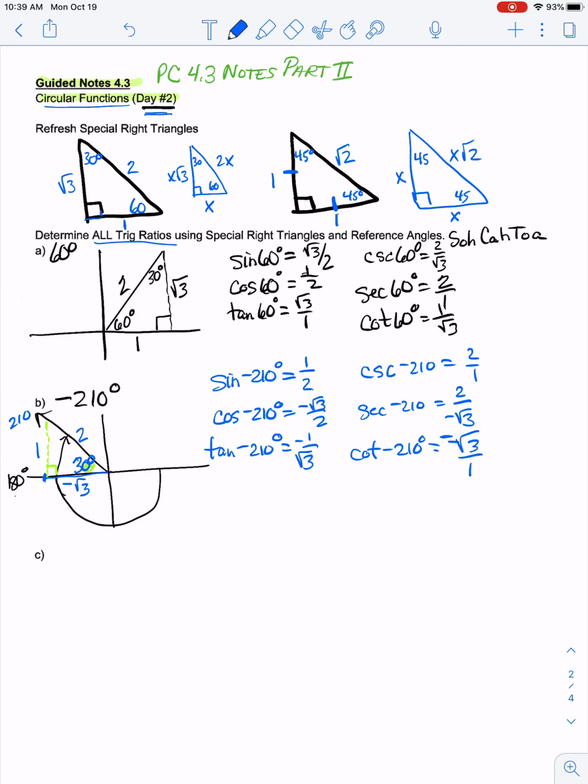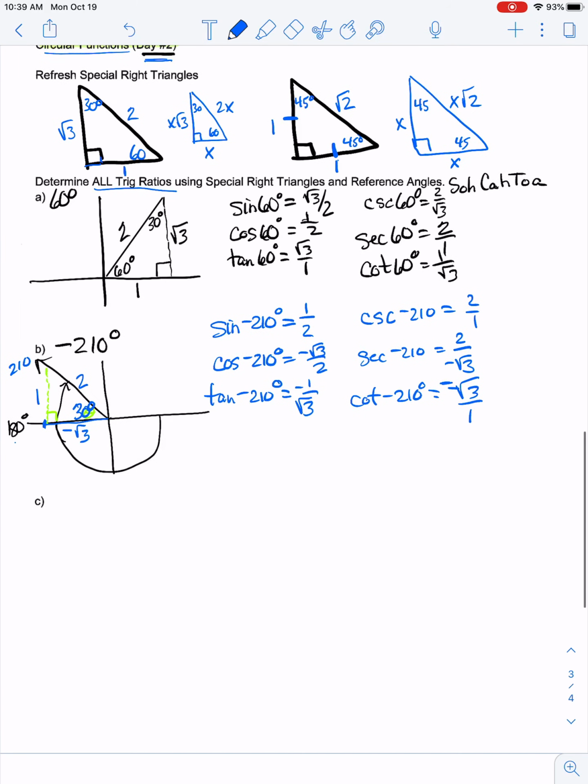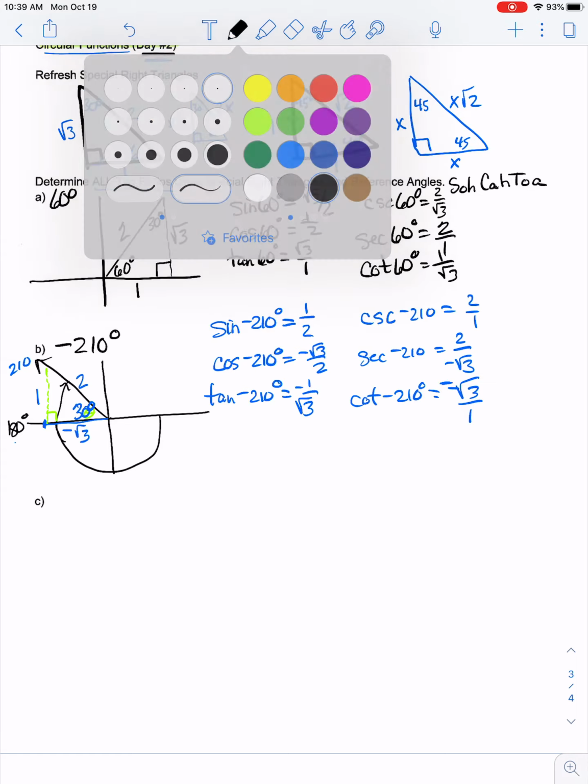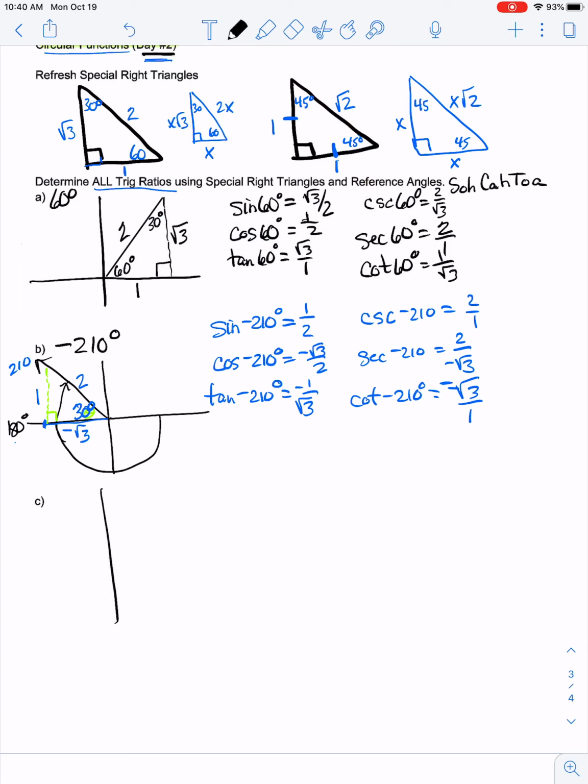Lastly, let's try something like, oh gosh, I don't know. Let's try, maybe that was enough, but we could throw in here, how about one in radians? What if we do like 7 pi over 4? Seven pi over 4 radians.